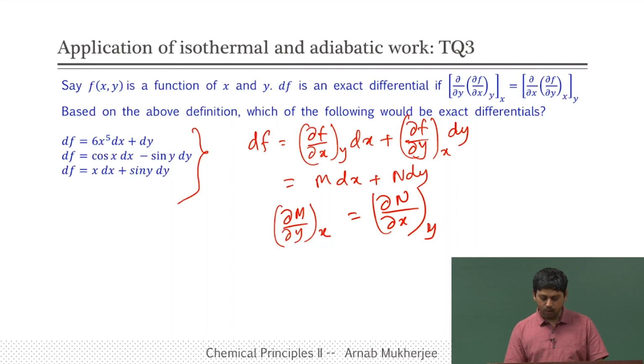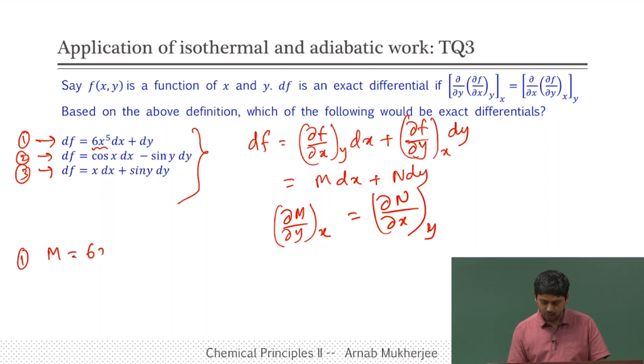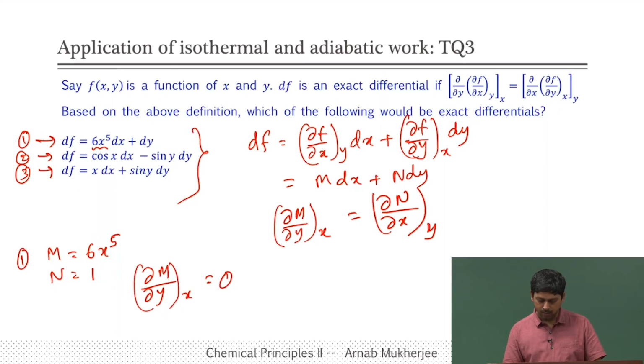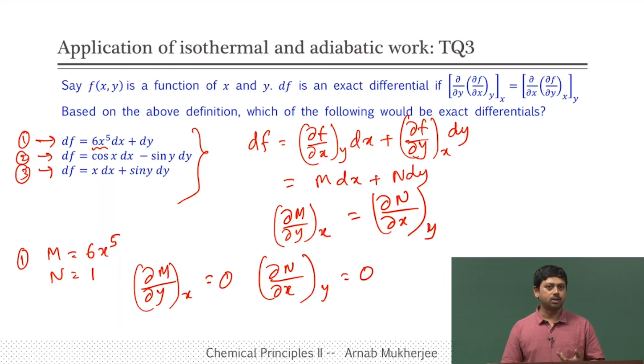Now, we have to identify what is M and what is N. As you can see, in the first problem M is 6x to the power 5 and N is 1. Let us call the problems 1, 2 and 3. For the first problem, M is 6x^5 and N equals 1. So, del M/del y is 0, correct, because there is no y dependence, and del N/del x at a constant y is also 0. So, the first one is an exact differential.